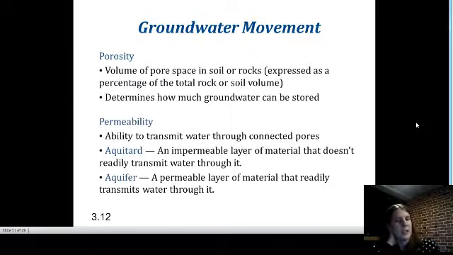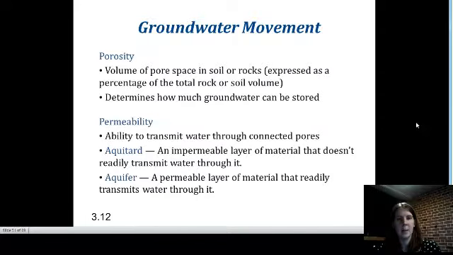Groundwater movement is similar to surface water, but it is dependent on a few more variables. Groundwater is dependent on the porosity of your soil or rock. Your porosity is the volume of pore space in that unit. This determines how much groundwater can actually be stored in that soil.